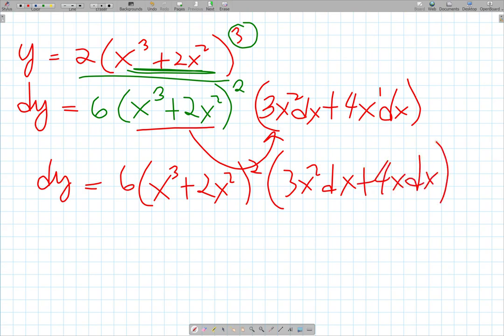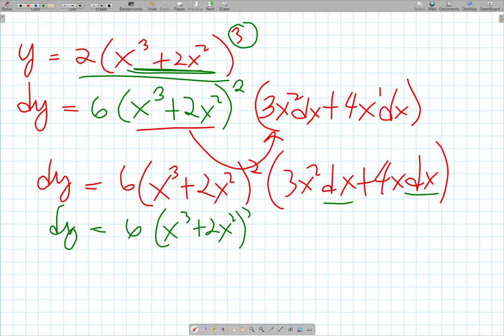So, I am looking class for what? I am looking for dy over dx. So I have to factor out yung common na dx. So mangyari, dy is equals to 6 times x cube plus 2x squared, and then I have to factor out dx. So ang naiwan dito class is 3x squared, sa kabila plus 4x. Counter check natin.